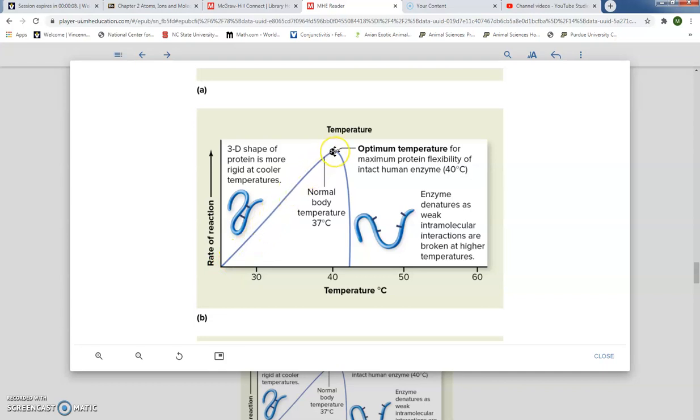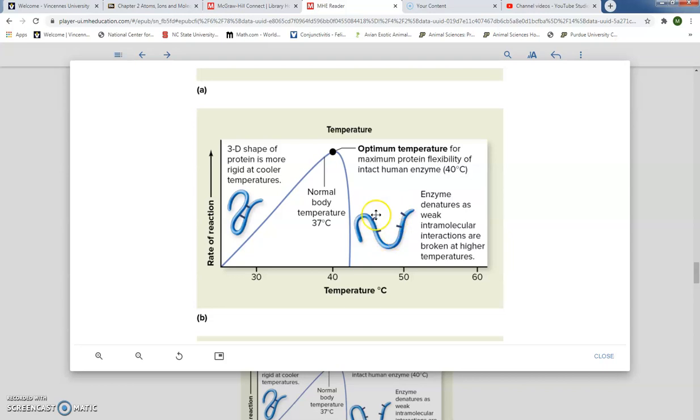Now it will increase up to a point, and then if we go beyond that temperature, that is going to cause these bonds to break between the parts of the protein and cause it to denature. Remember, we talked about denaturing in chapter 2. And this is a protein. So the enzyme denatures; those weaker bonds, like hydrogen bonds, get broken at that higher temperature. Everything's moving really fast, running into each other, and those bonds are getting broken.